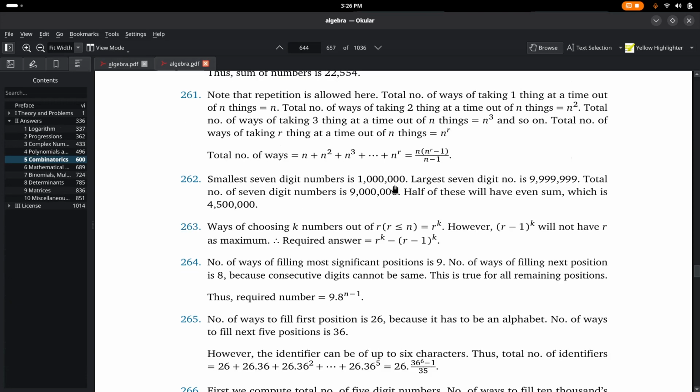If you don't know million, a million is 10 lakhs. So 1 million is 10 lakhs, 9 million is 90 lakhs. So this is 99 lakhs, 99,999.